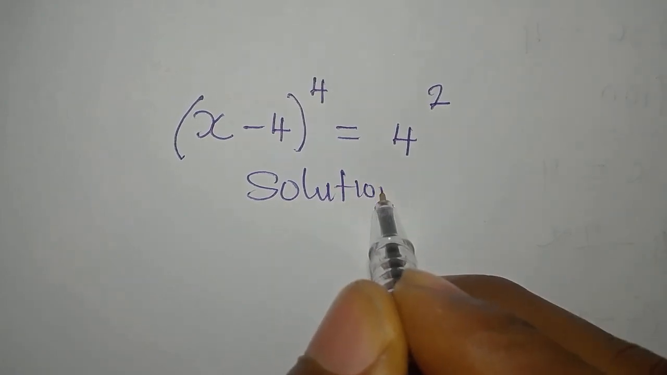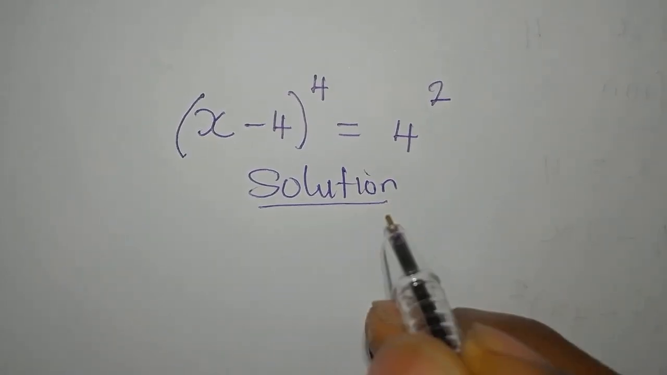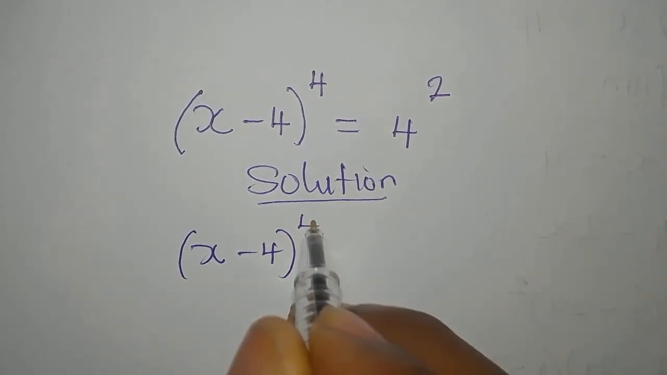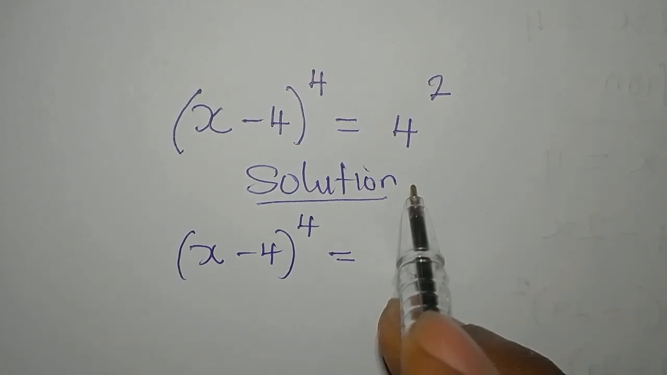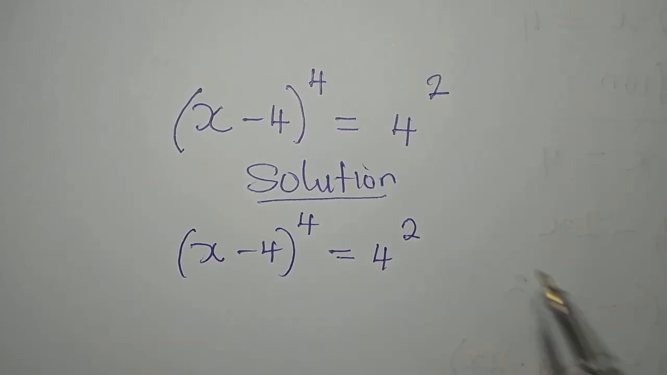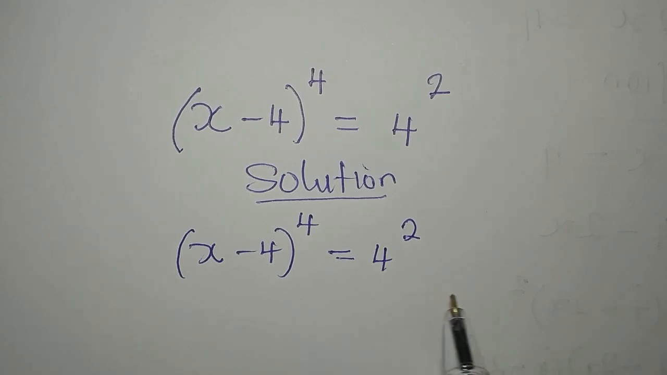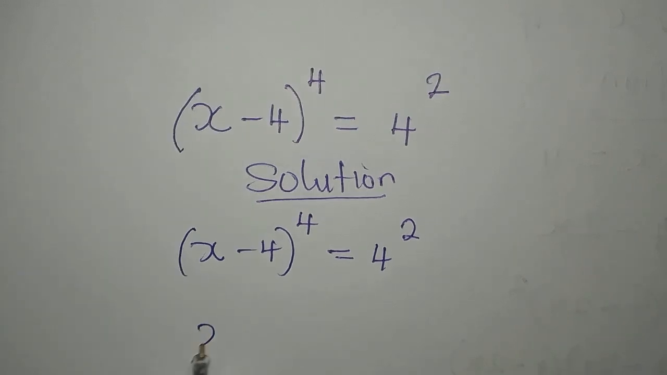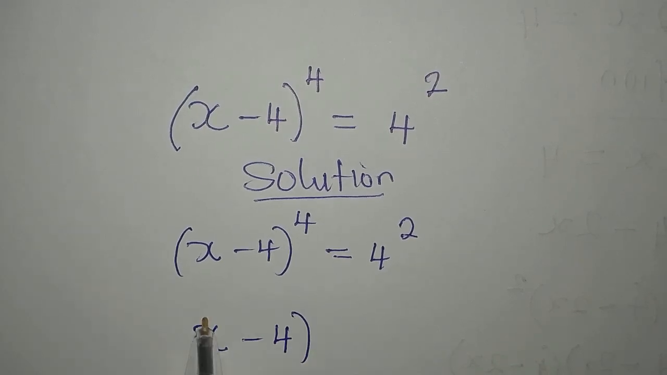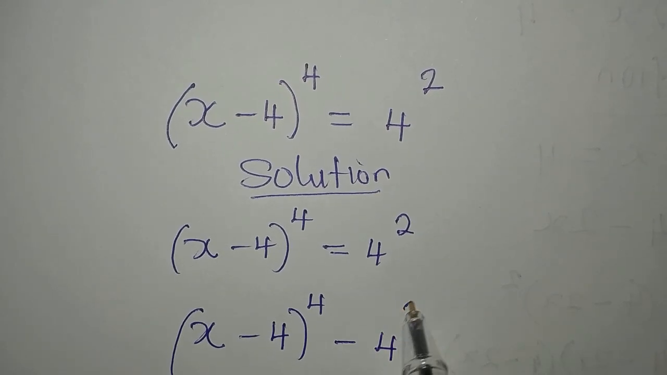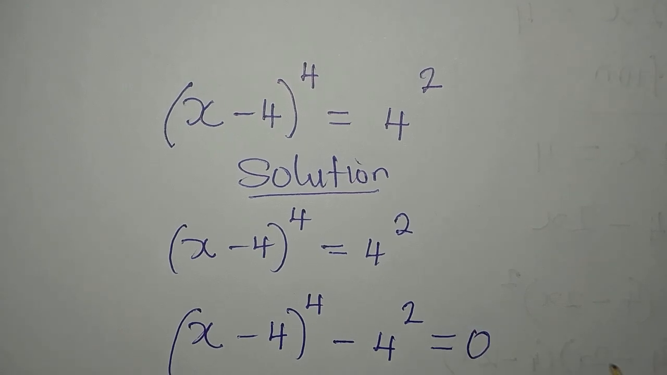Let's provide a solution to this problem. (x − 4)^4 equals 4^2. Now what I will do is to bring 4^2 to the left-hand side. So we have (x − 4)^4 − 4^2 equals 0.